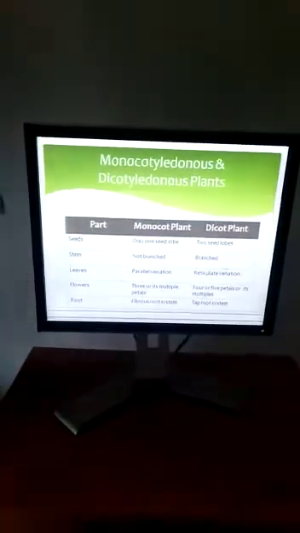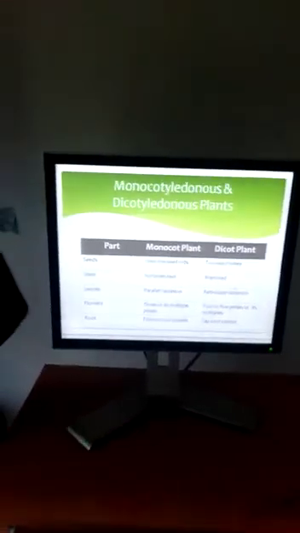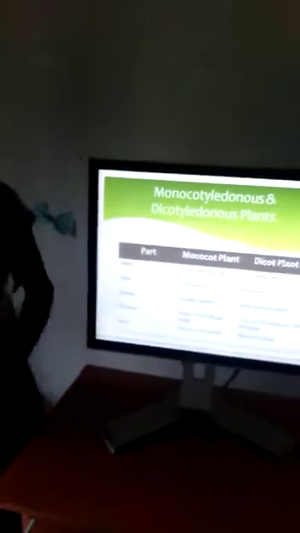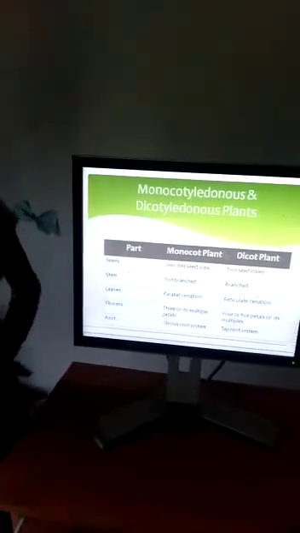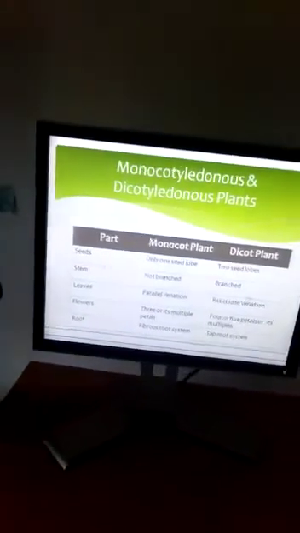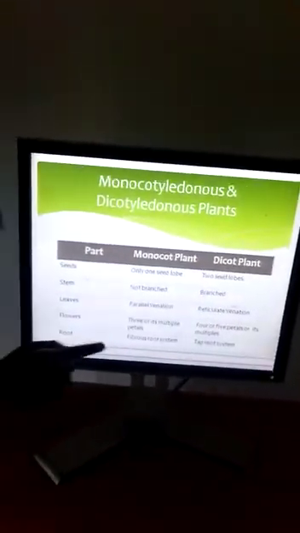Flowers. Petals are in multiples of three in the monocot plants. In dicot plants the petals are 4 or 5, or their multiples. Roots. The root is a fiber root system in the monocot plant. In the dicot plants, it is a taproot system.